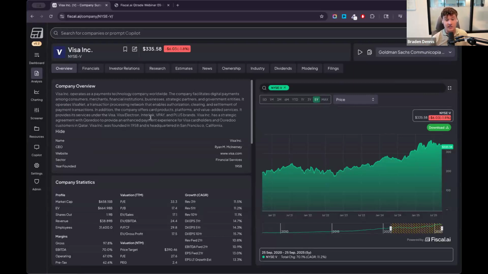I think Visa is actually a really good example here, because most folks think that they collect 2.5% on each transaction.